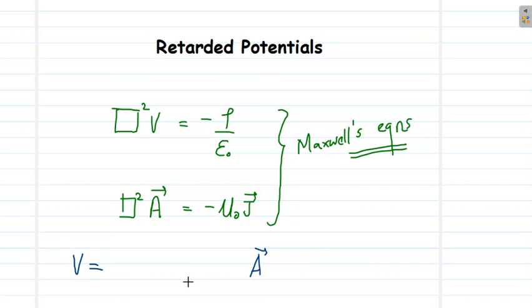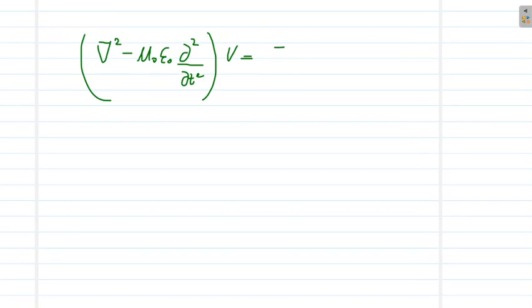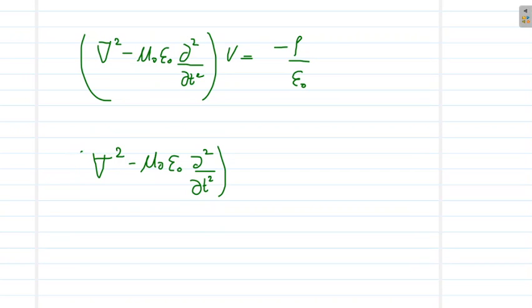First of all, let us think about the solutions of these wave equations in the static case. These wave equations are del square minus mu 0 epsilon 0 dou square by dou t square of V equal to minus rho by epsilon 0, and del square minus mu 0 epsilon 0 dou square by dou t square of A equal to minus mu 0 J.